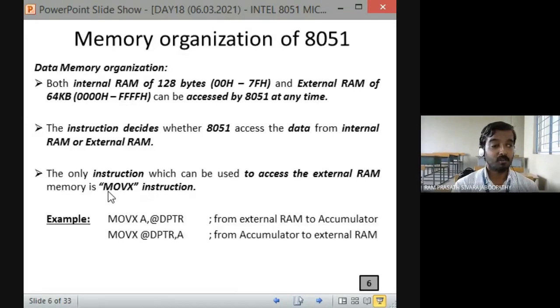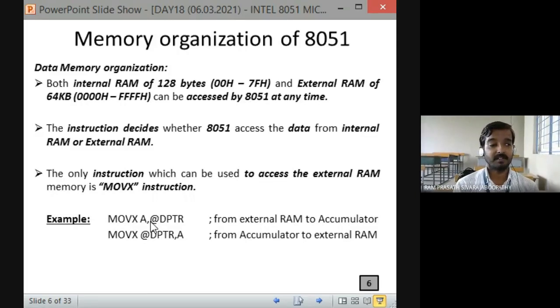For that we have two dedicated instructions: MOVX A, @DPTR, that means from external memory to accumulator, and similarly MOVX @DPTR, A. These two instructions can be used to access the external data memory. This is the only way to access the external data memory. So if the MOVX instruction in the program you have written is getting executed, the 8051 microcontroller tries to access the data from the external RAM.